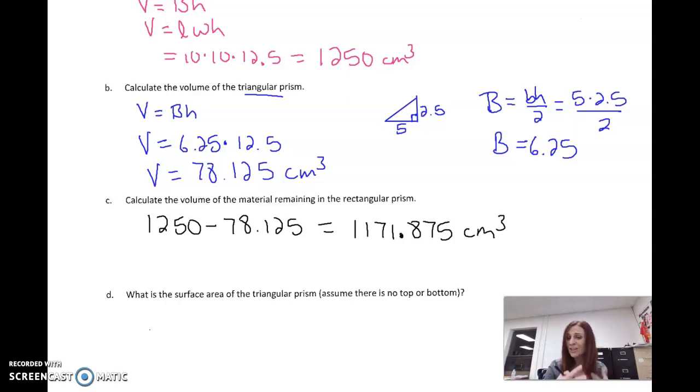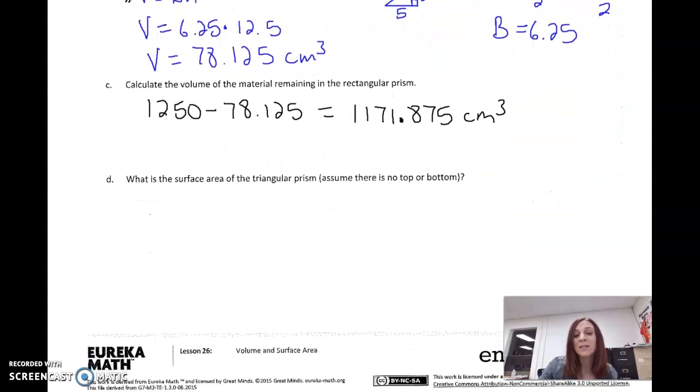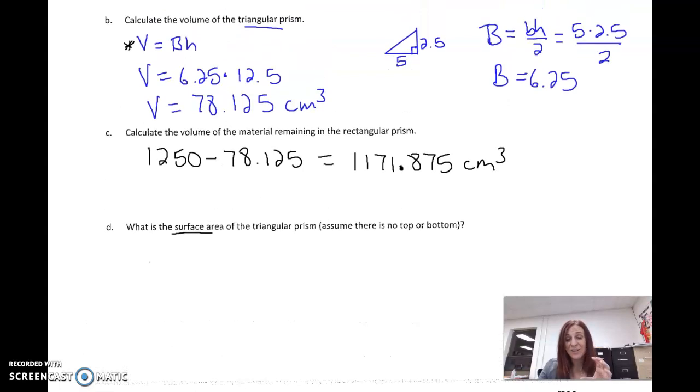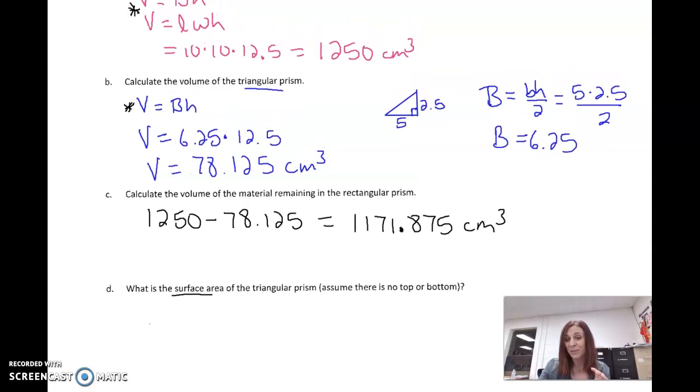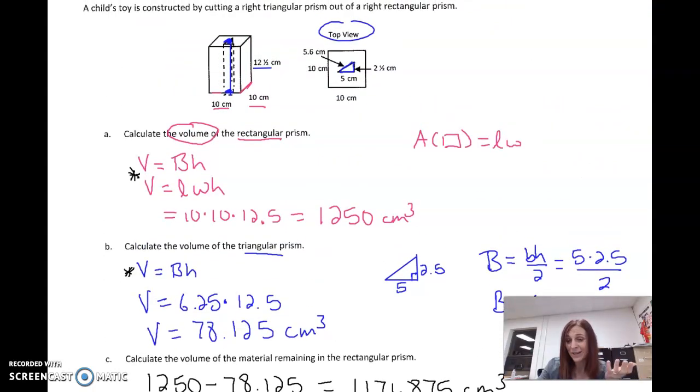Same process, just a little more work with the formulas, but don't overthink it. And please, please, please use these formulas. Okay? All right, one last problem. What is the surface area of the triangular prism? Assume there is no top or bottom. Okay, so our surface area is really just our lateral area. Assume there's nothing on the top and nothing on the bottom, right? Because this is kind of a hole in it.